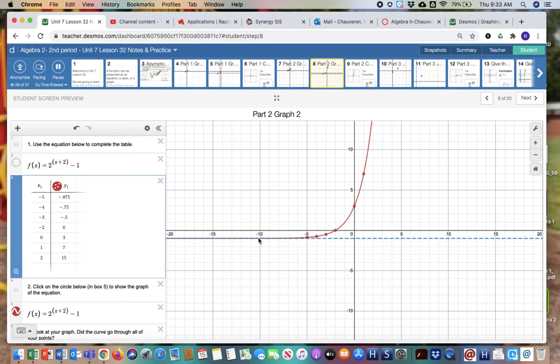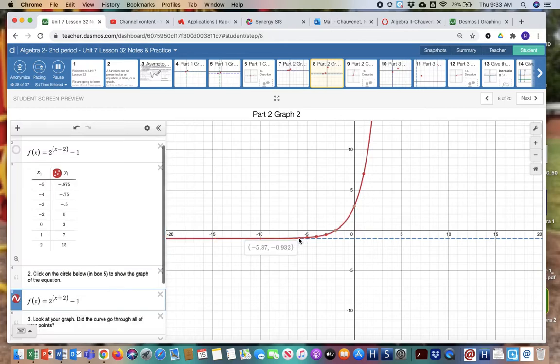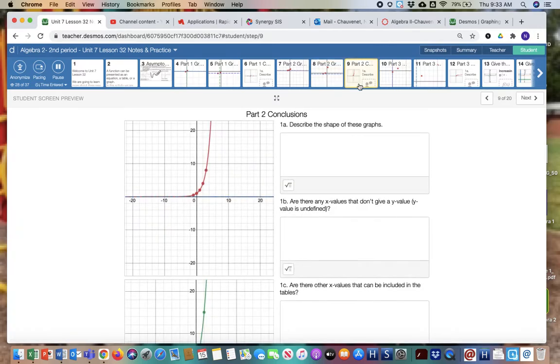So we went through all the points. We didn't touch the line. Remember, it's going to look like it gets closer and closer to it. It'll even eventually say negative 1, but it's not actually intersecting, okay? All right, so let's go to screen 9.